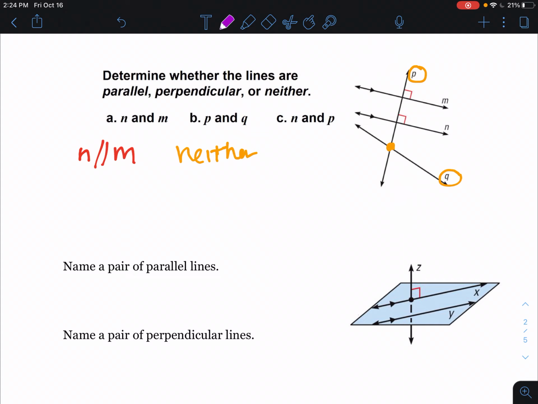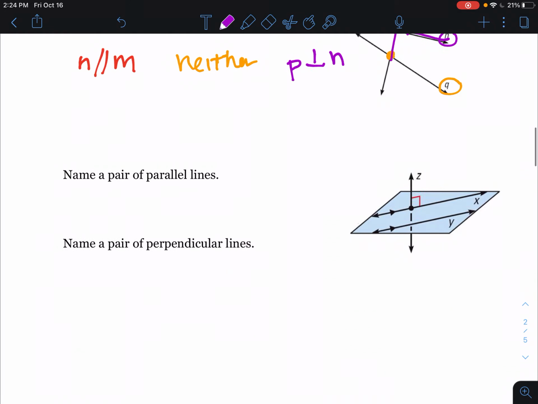All right, finally, N and P. I see that they intersect right here. And do they intersect to form a special angle? Yeah, I got a little square there. That means they intersect at a 90-degree angle or a right angle. That means they're perpendicular. I'd write that as P is perpendicular to N, or N is perpendicular to P. I want you guys to try the next two.